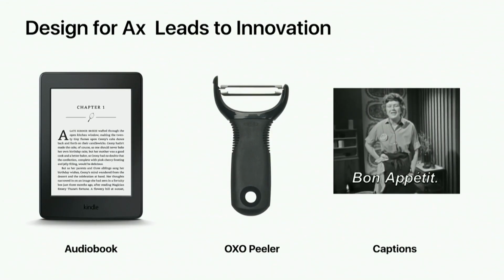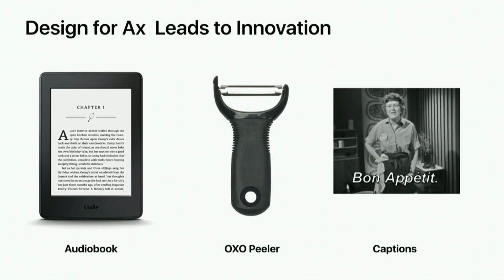Also, designing for accessibility is proven to lead to innovation. There are plenty of examples in design history where designing for accessibility first can fuel innovation. And here are just three examples. Audiobooks were first designed in the 30s for people with vision impairments.